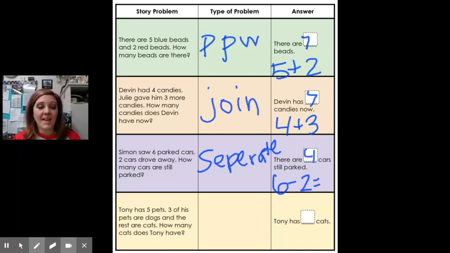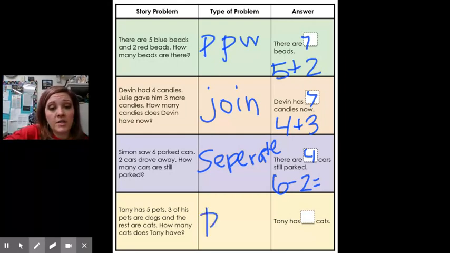Let's look at our last problem. Tony has 5 pets. 3 of his pets are dogs and the rest are cats. How many cats does Tony have? What kind of problem is this? A part, whole, a join, or a separate problem? This one is a part, whole. It gives us the whole and it gives us a part. So this is a part, whole problem.